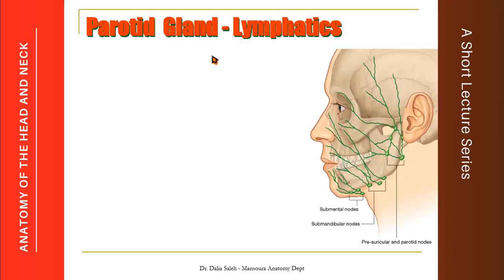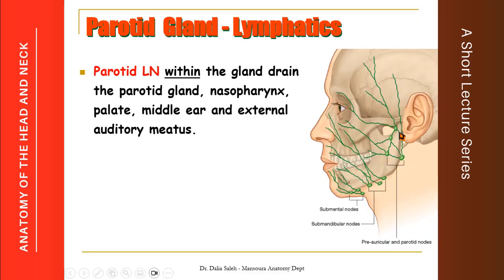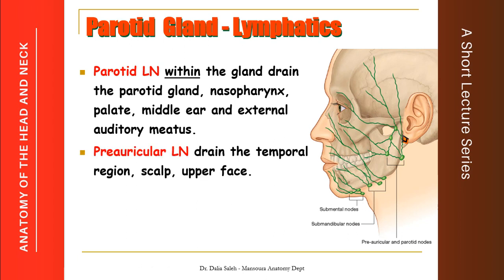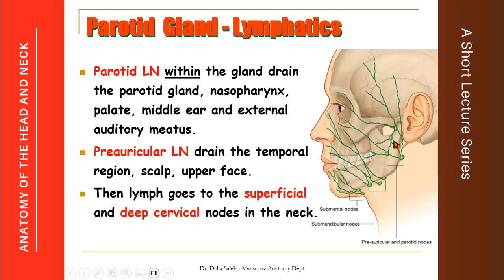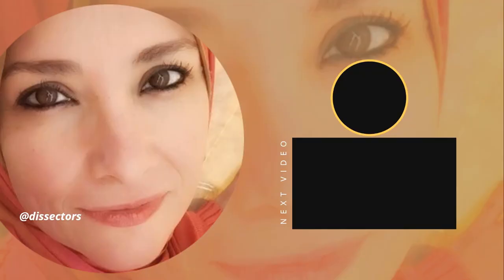For the lymphatic drainage of the parotid gland, first we have the parotid lymph nodes, which lie within the parotid gland. They also drain the nasopharynx, the palate, the middle ear, and the external auditory meatus. The parotid lymph nodes then will drain into the preauricular lymph nodes, which lie in front of the auricle. They also drain the temporal region, the scalp, and the upper part of the face. From there, the lymph nodes will pass to the superficial and deep cervical lymph nodes, which lie in the neck.